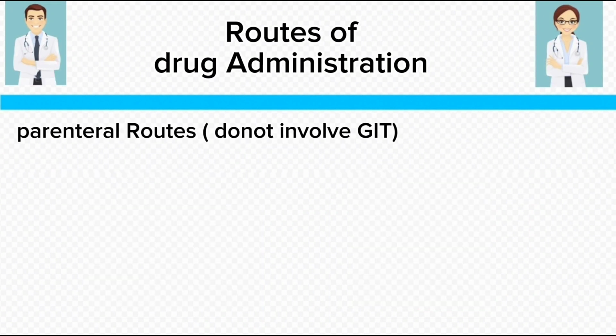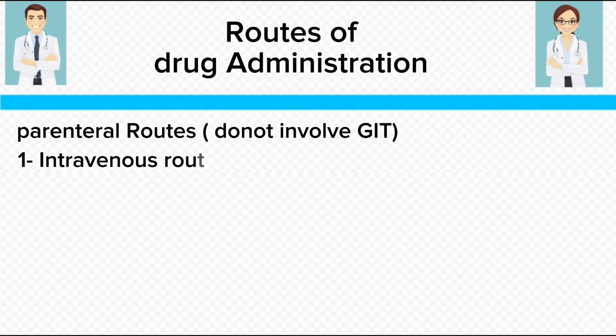The second is parenteral routes of drug administration, which do not involve the GIT. That means the drug does not go into the GIT and does not possess any first pass effect. So, the parenteral routes include 12 different routes, which we will see one by one.